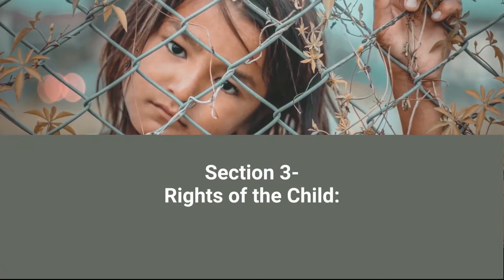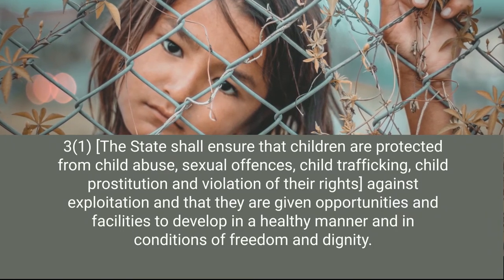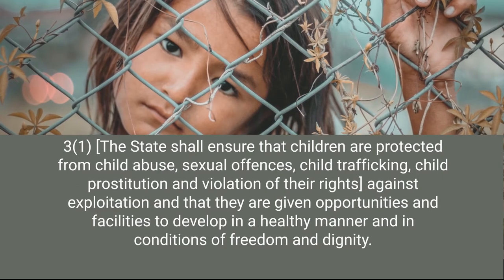Section 3 talks about rights of the child, and it says the state shall ensure that children are protected from child abuse, sexual offenses, child trafficking, child prostitution and violation of their rights. Again, this is a very good legislation which gives you an open ambit to include everything that can be included as a violation of a child's right, against exploitation, and that they are given opportunity and facilities to develop in a healthy manner and in conditions of freedom and dignity. Freedom and dignity are very elaborative terms. So Section 3.1 is very exhaustive.